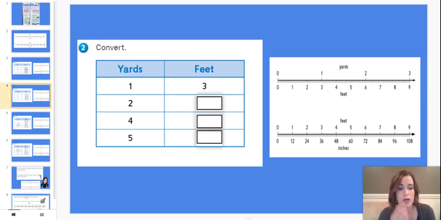Now we're converting yards into feet. We're going to look at this top conversion measurement tool. Okay? So the most important thing to remember is that there are 3 feet in every yard. Okay? So if I look at 2 yards, there are 6 feet. I just added 3 more.